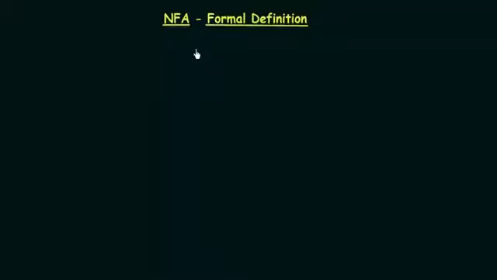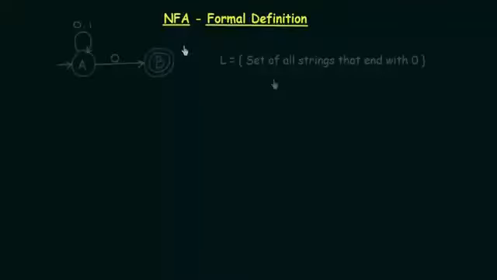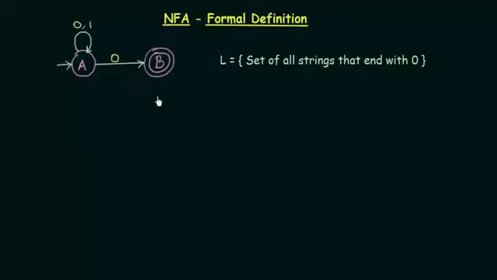And in this lecture we will be seeing the formal definition of NFA, or non-deterministic finite automata, and we will also try to understand what it means with the help of an example. Alright, so let's get started. Okay, so here we have the example of NFA.